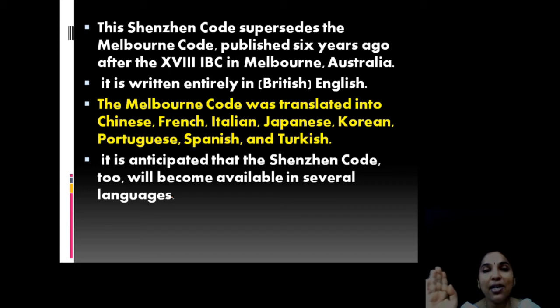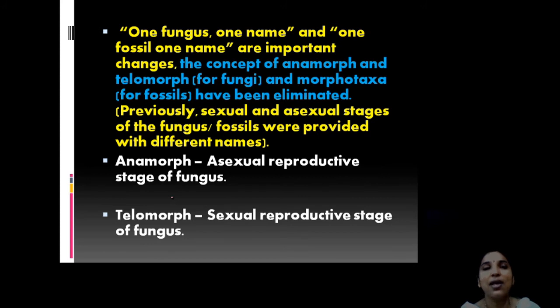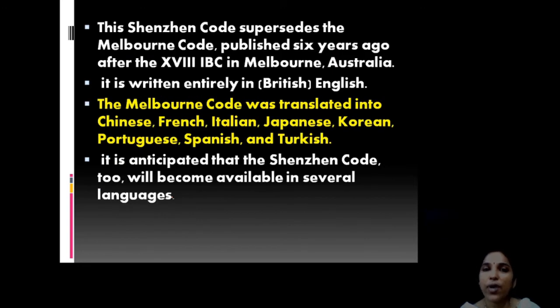It is written in English. Shenzhen code is written in English. Melbourne code also translated to Chinese, English, Japanese, etc. Shenzhen code is also available in several languages. So, Shenzhen code has some modifications that I have given in the last slide, and there is no need of Latin. Here also you can publish in English.